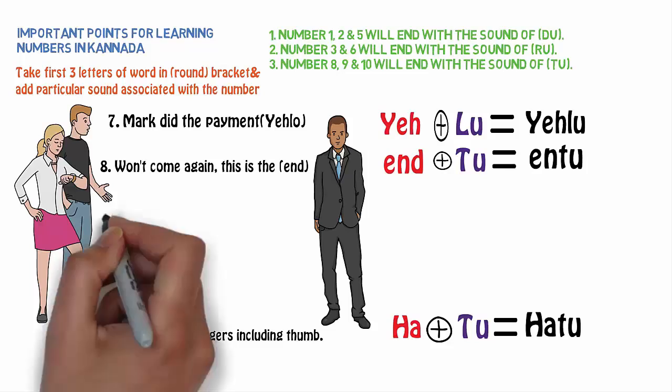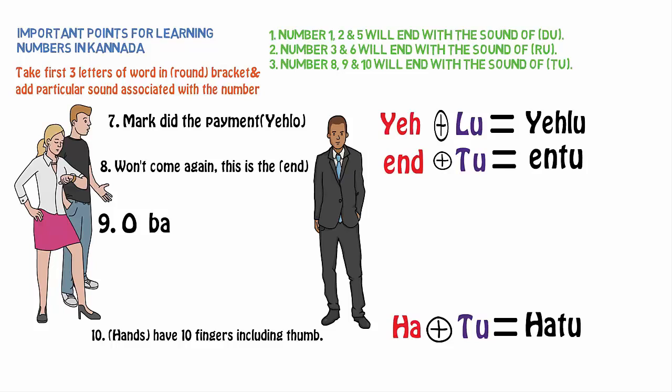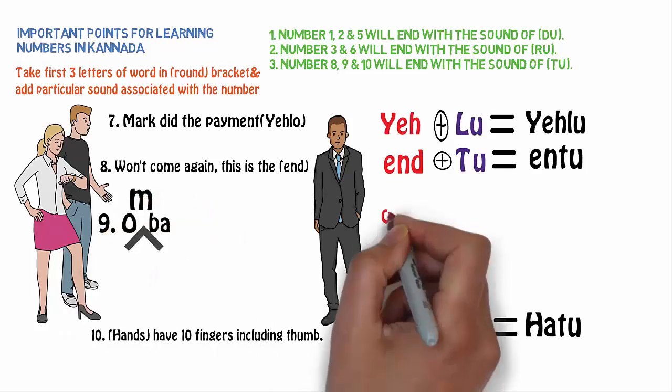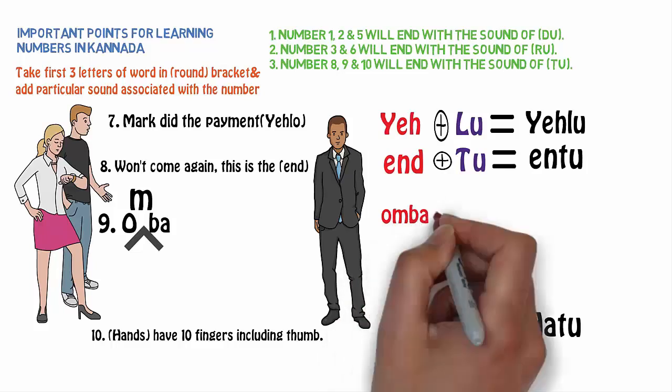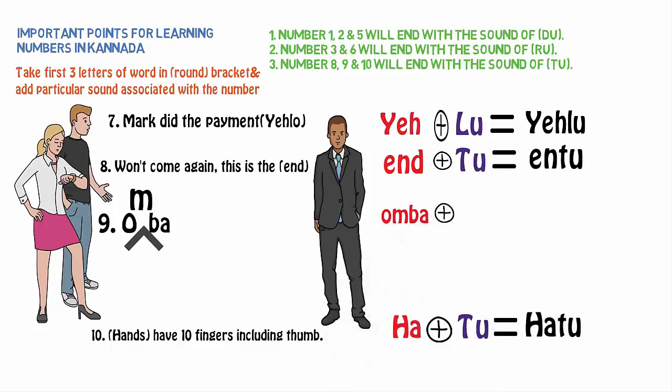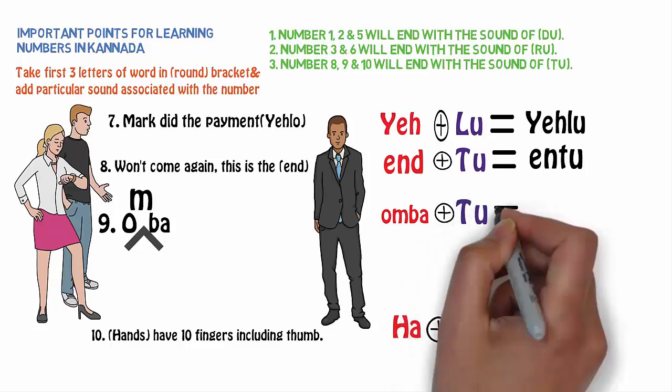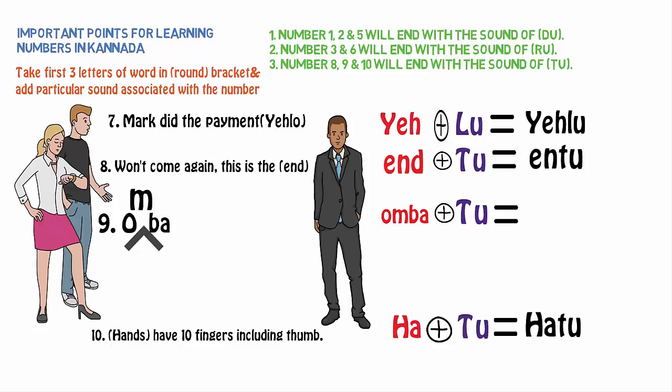So we'll take the letter M from magic and we'll add it in between O and B. So it will be O-M-B-A. And then we'll add the kind of sound associated with number 9, which is again TU. 8, 9 and 10 produce a sound of TU. So if we add both, it will be Om Battu, which is number 9 in Kannada.